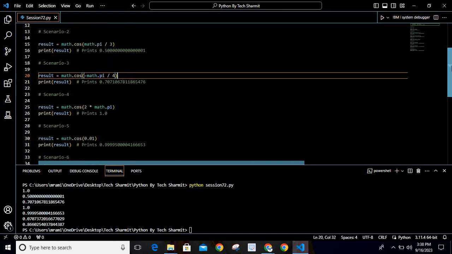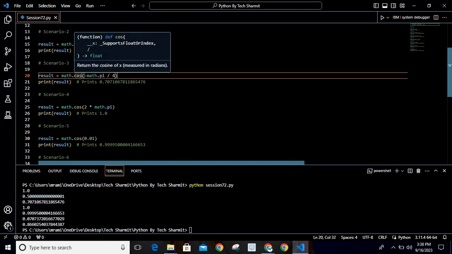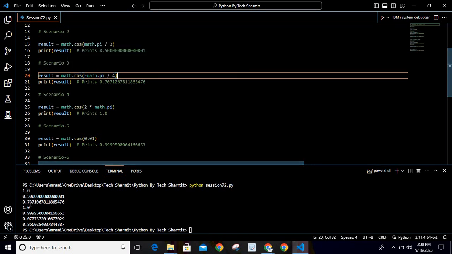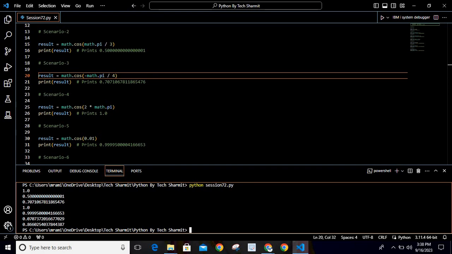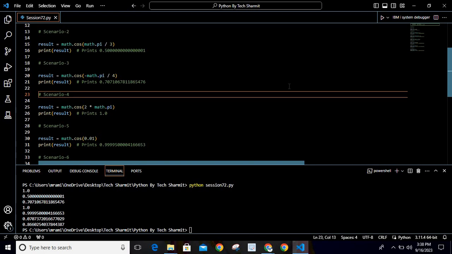Okay. Now look at the third scenario. Here we are dividing the pi value by 4, and we also keep a negative sign here. So when you calculate the negative of math.pi by 4, the equivalent value will be passed as an argument to this cos function, and then we get the cosine of angle as 0.7071 something. So for the second scenario, this is the output, not this one. This is for the third scenario. Clear?